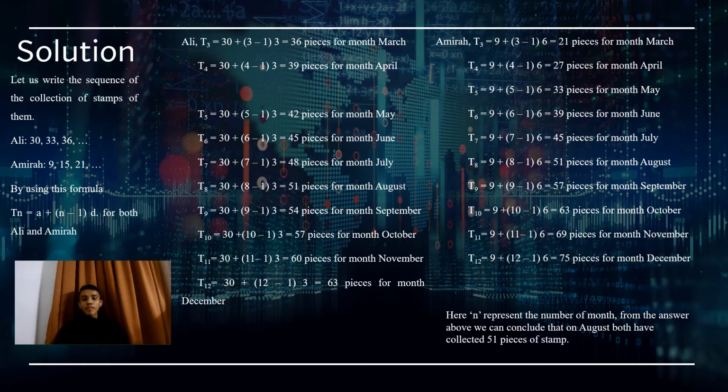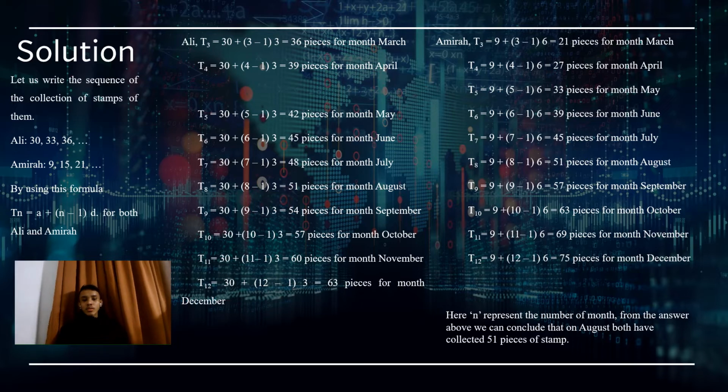Show the working step. From the question, we know that the common difference for Ali is 3, while Amira's is 6. From that, we can write a sequence of the collection of stamps: Ali 30, 33, 36, while Amira is 9, 15, 21. By using the formula, nth term equals a plus bracket n minus 1 bracket d, for Ali and Amira.